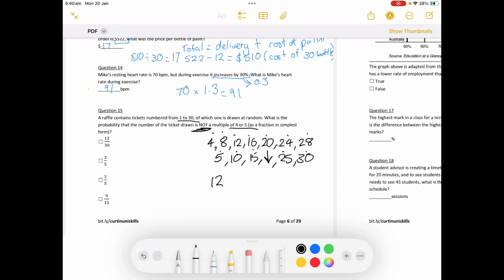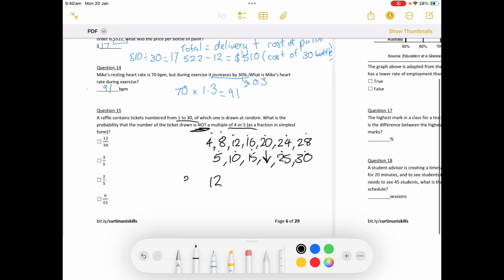So how many numbers do I have that are not a multiple of 4 and 5? Okay, so that's 30 minus 12. That would give me 18, okay? So I've got 18 numbers that are not a multiple of 4 and 5. So what's the probability that I'm going to draw these 18 numbers? Well, it's going to be 18 out of 30.